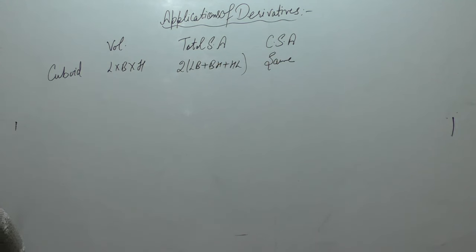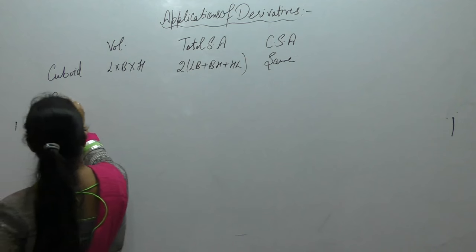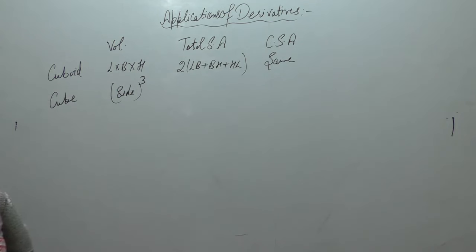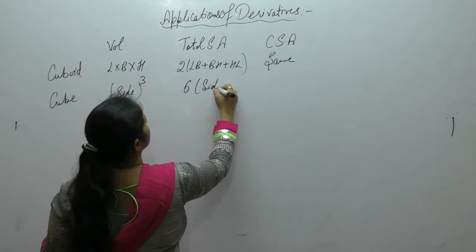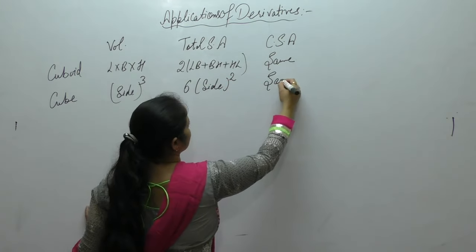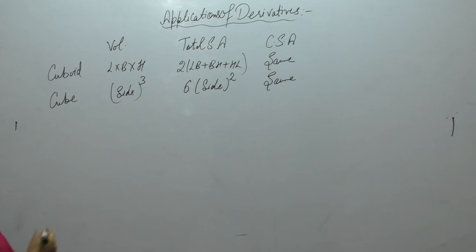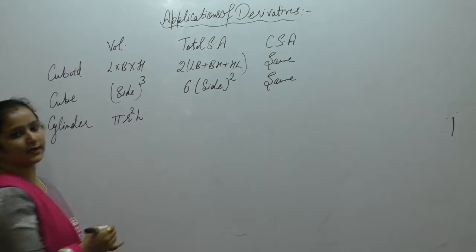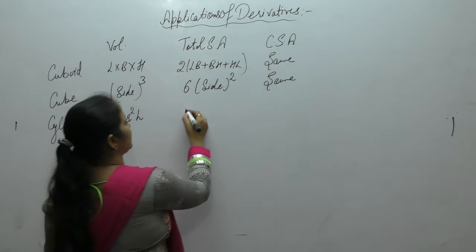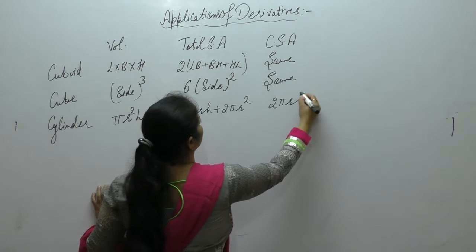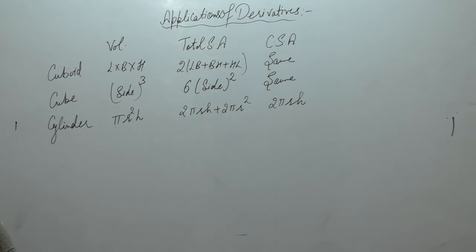Now, क्यूब. अगर साइड है x तो volume x cube, and total surface area is 6 into side square. Curved surface area again same in this case. Next one is cylinder. Volume of cylinder is pi r square h and total surface area is 2 pi r h plus 2 pi r square. Curved surface area is 2 pi r h.